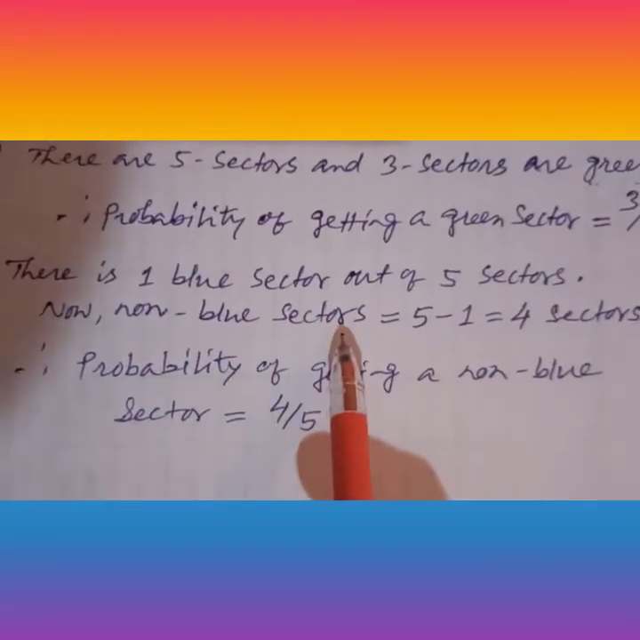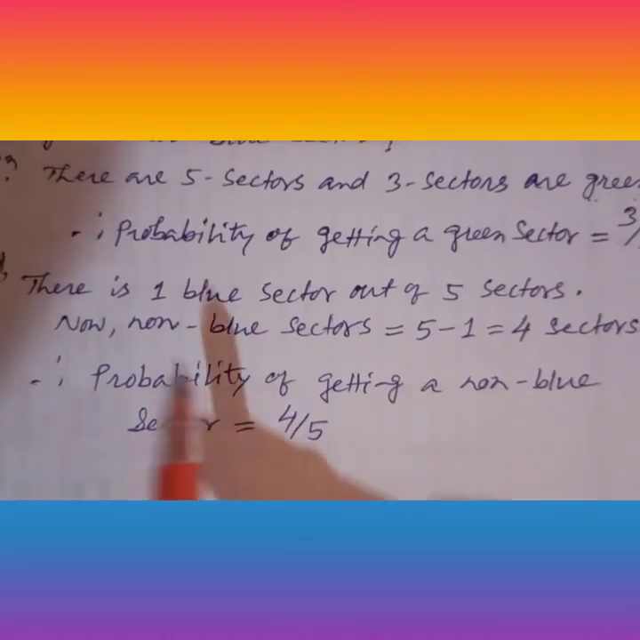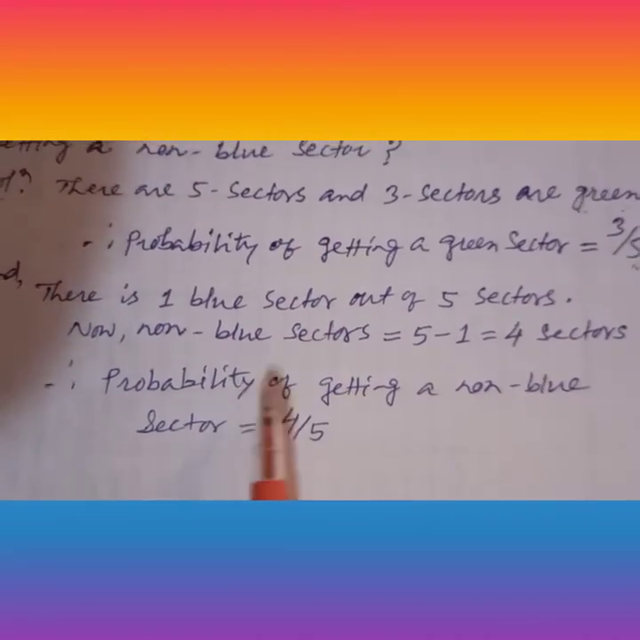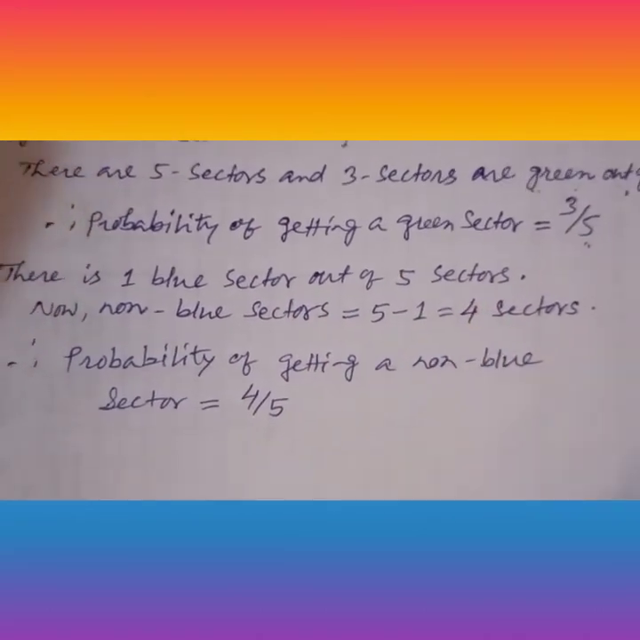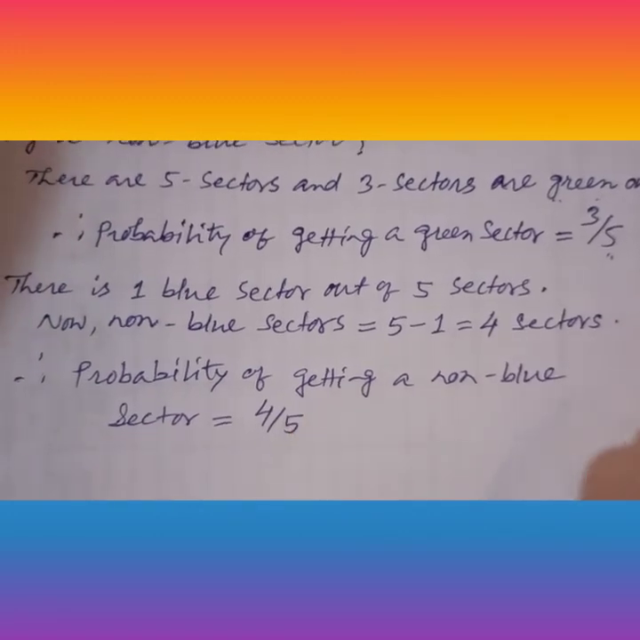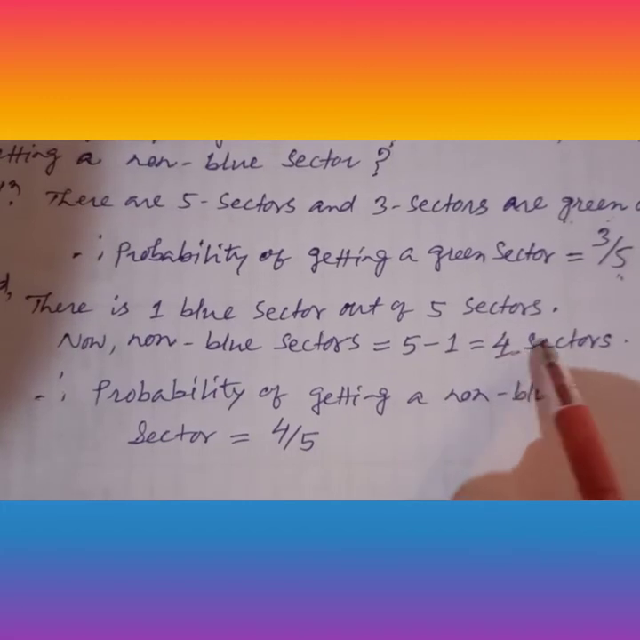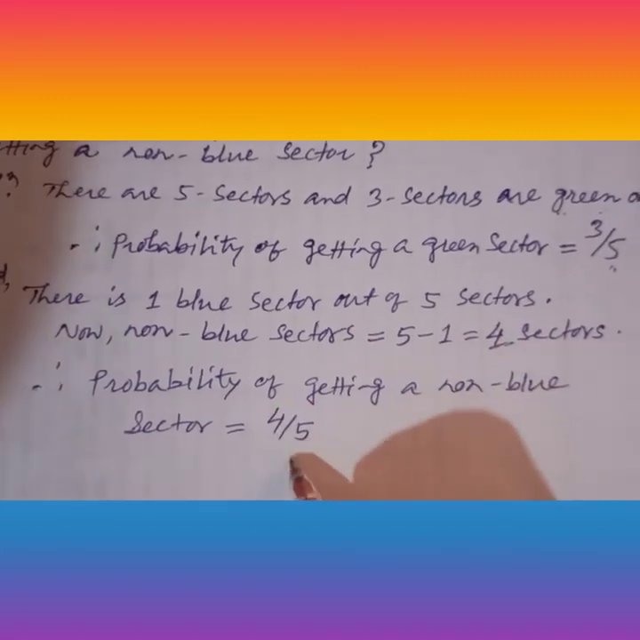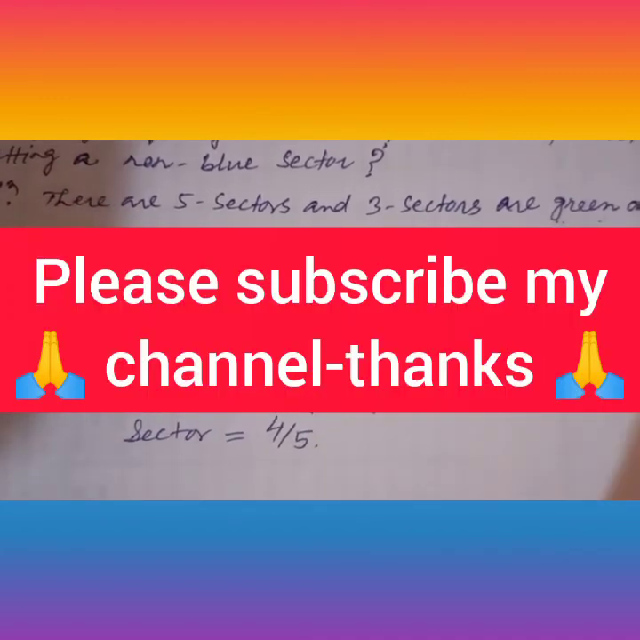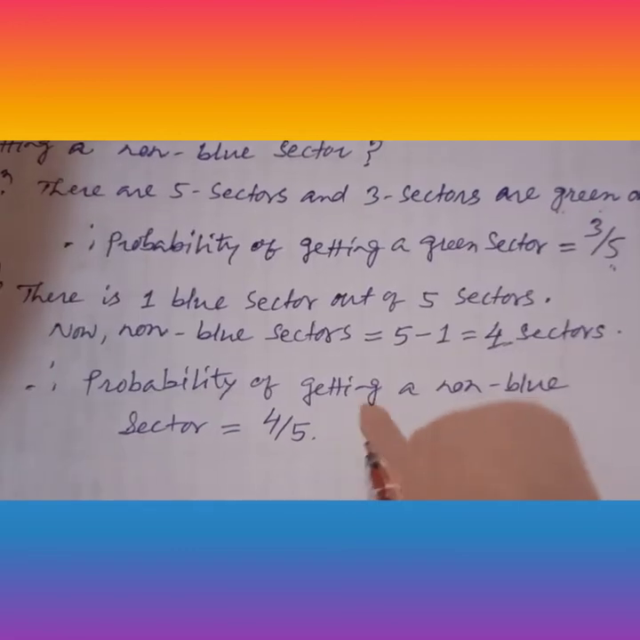So the non-blue sectors will be 5 minus 1, which is equal to 4 sectors being non-blue sectors. Therefore the probability will be 4, and the total number is 5. So 4 by 5 will be the probability of the non-blue sector. That is the probability of that one.